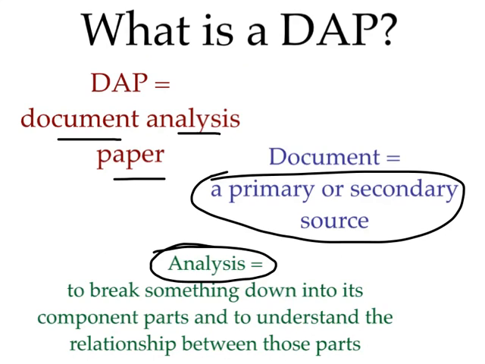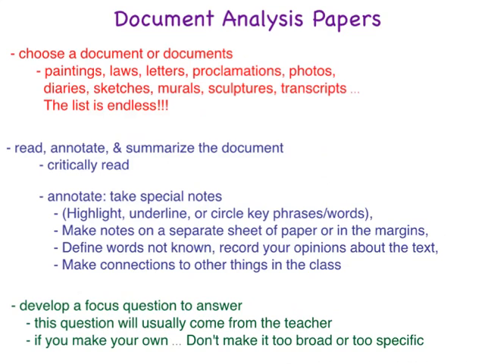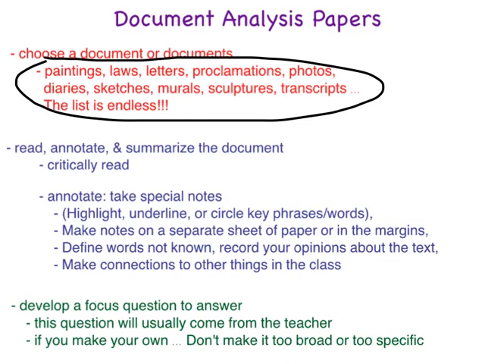As historians, we take documents and we break them apart. And we understand how they relate to each other. Now that we know essentially what document analysis is in its very basic conception, now we need to understand how to do it. Well, the first step is you want to choose a document or documents. This can be, as I said before, here's my list: paintings, letters, laws, proclamations, photos, diaries, sketches, murals, sculptures, transcripts. I mean, the list is endless. Basically anything that can give historians information about a previous time period, we would use it. We would analyze it. We would break it down into its component parts and understand the relationship between those parts.